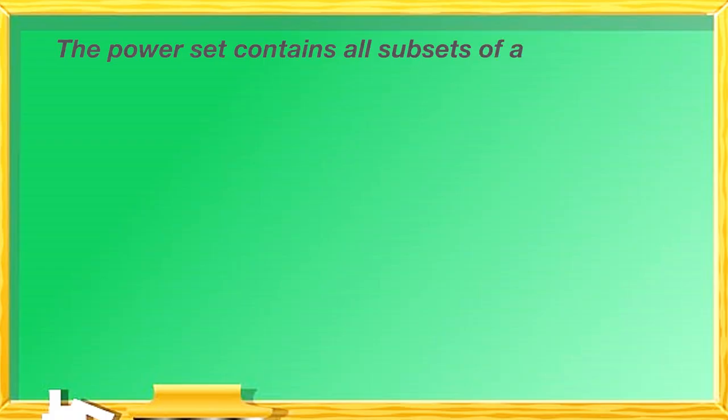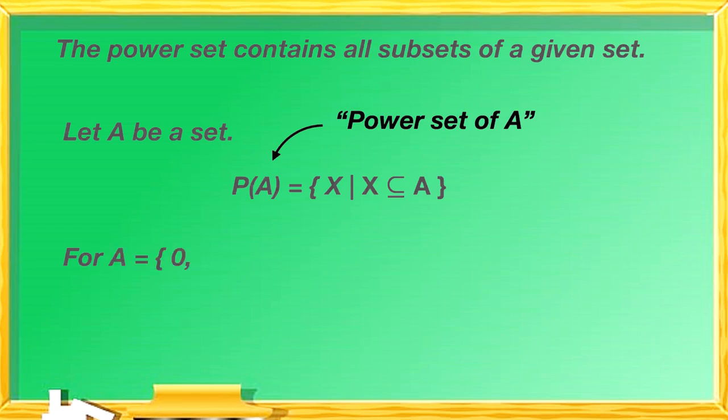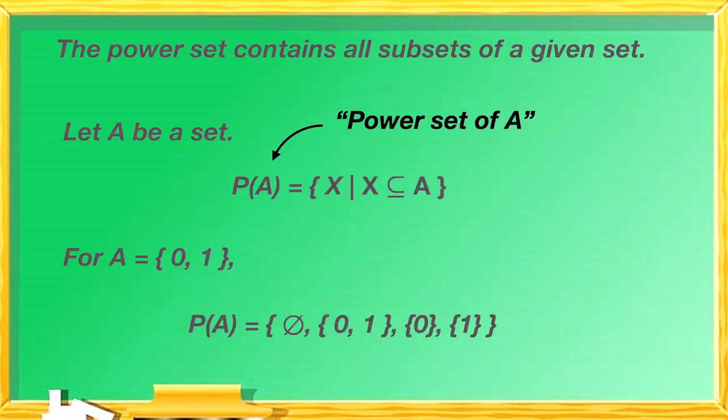The power set is a common thing to encounter, and it contains all subsets of a given set. So let A be a set. The power set of A contains all sets X such that X is a subset of A. So for A equals the set containing 0 and 1, the power set of A would contain the empty set, A itself, the set containing 0, and the set containing 1.